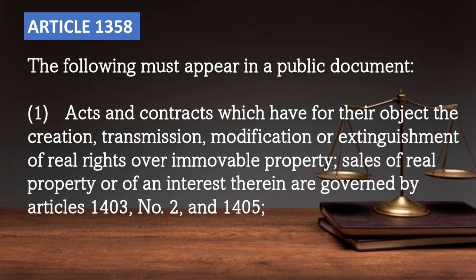Now for the last article for this discussion, under Article 1358, the following must appear in a public document. So first, acts and contracts which have for their object the creation, transmission, modification, or extinguishment of real rights over immovable property. Sales of real property or of an interest therein are governed by Article 1403 and Article 1405.